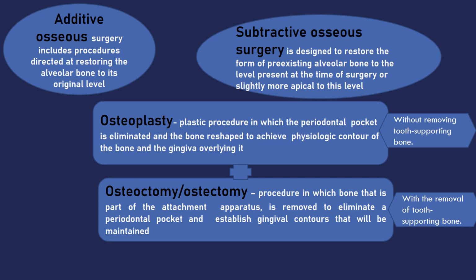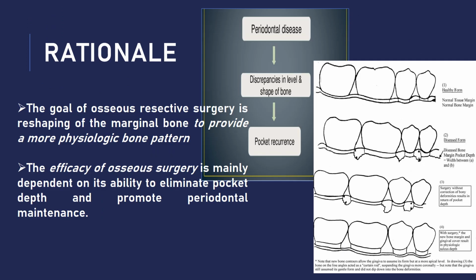So coming to the rationale of osseous surgery, as you know, the main goal of osseous resective surgery is to reshape the marginal bone to provide a more physiological bone contour. So why do we need to do this reshaping? As you know, the gingival contour is closely dependent on the contours of the alveolar bone as well as the proximity and the anatomy of the adjacent tooth surfaces.